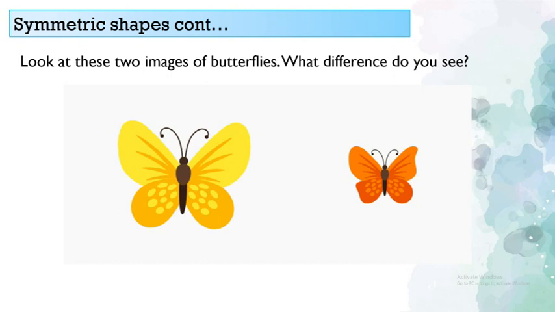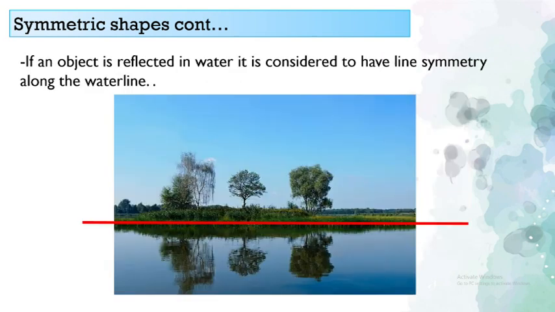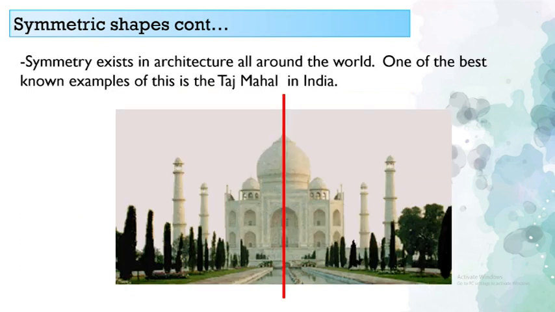If an object is reflected in water, it is considered to have line symmetry along the water line. Here I marked in a red line what we call the symmetrical line or line of mirror. Symmetry exists in architecture all around the world. One of the best known examples of this is the Taj Mahal in India. Here I marked in red color that we can divide the building into two equal sides.